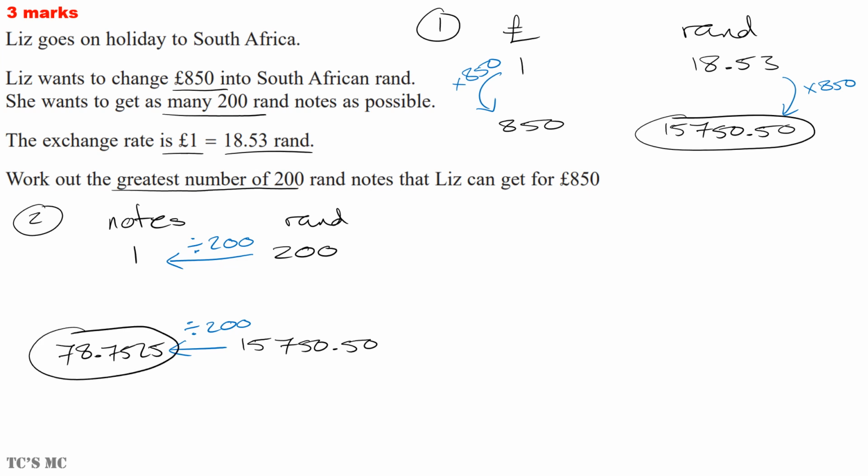The question says, work out the greatest number of 200 rand notes. If we round that up to 79, Liz will be converting more than £850. So the greatest number is 78 notes. And that gets us our 3rd mark.